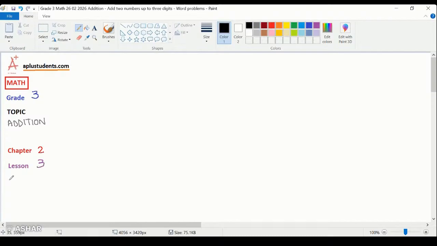Let's write the name of the lesson. Add two numbers up to 3 digits. And we would be doing word problems today. So let's go to the website.